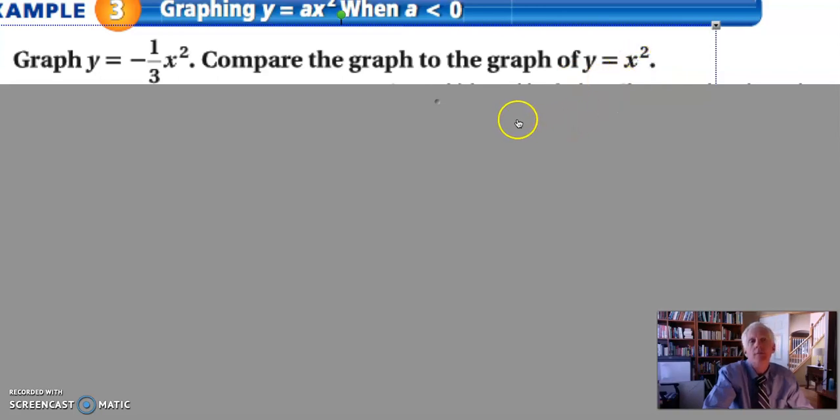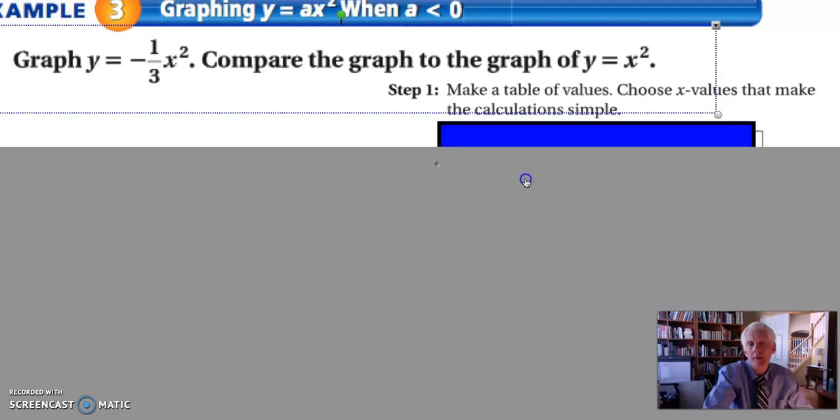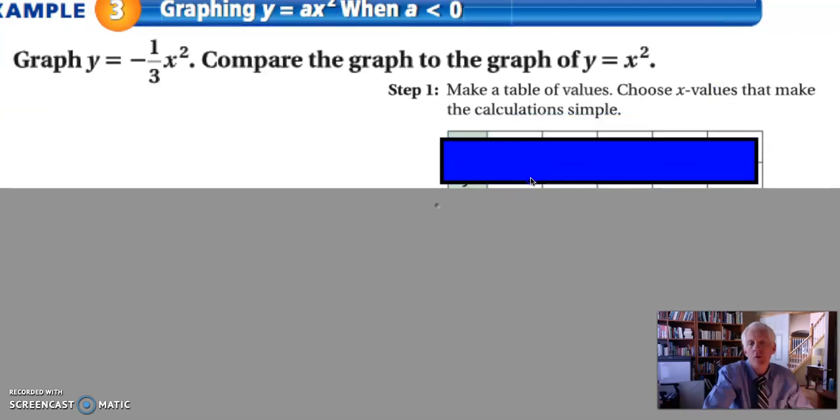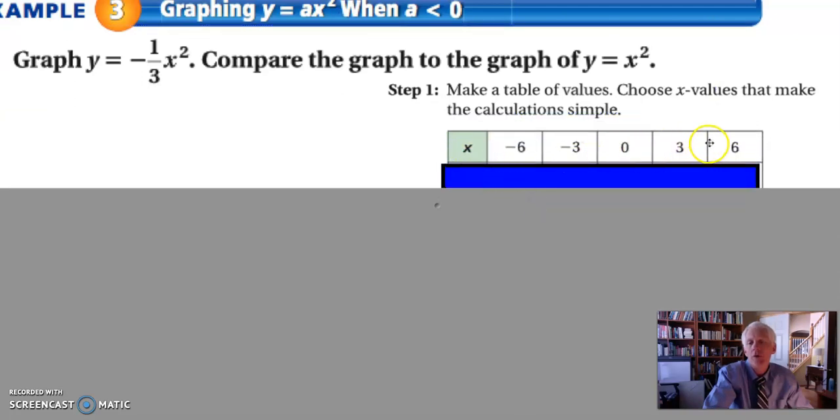Now, when you choose your values of x, I'm going to give you a huge hint here. Choose values of x that are multiples of 3 as we graph it. So you can graph negative 1/3 x squared. Remember, the exponent comes first, and then you multiply by negative 1/3. So take those terms and make your graph. I'll pause it if you want.